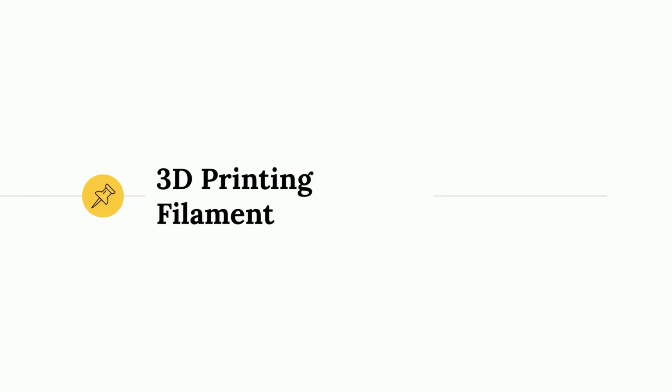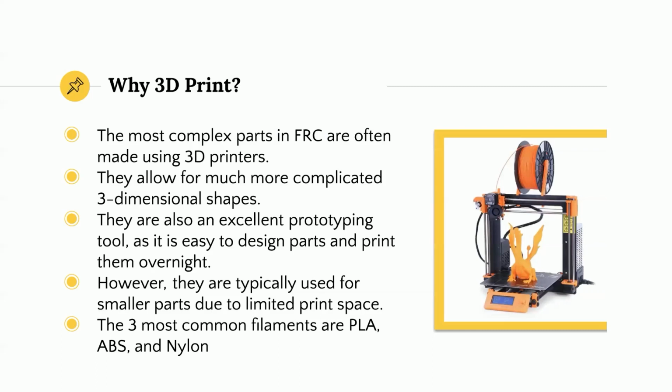3D printing filament. Why do you 3D print? The most complex parts in FRC are often made using 3D printers. They allow for much more complicated three-dimensional shapes. So on the right here, we have this dragon, which, well, I really wish there was a large amount of utility from having an orange dragon on our FRC bot. Sadly not, but you can see how parts like a dragon could be useful.